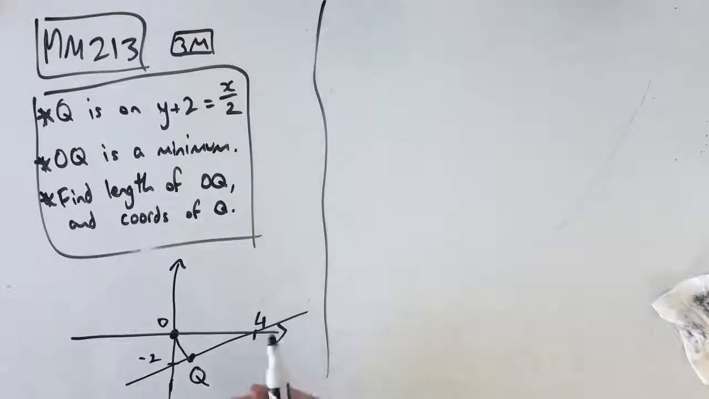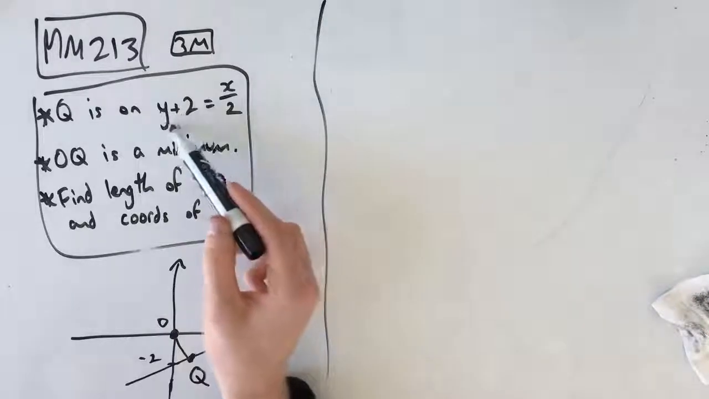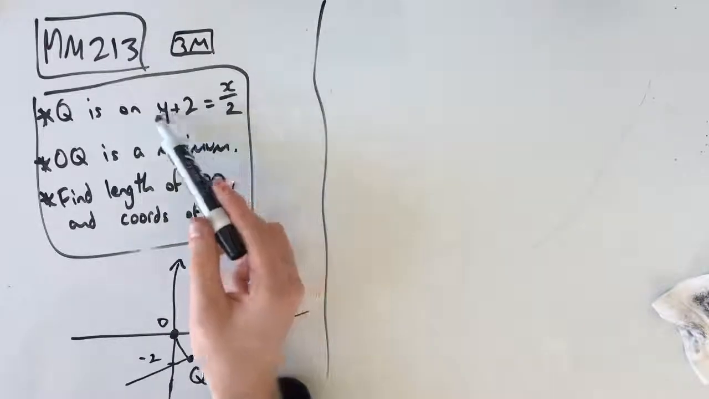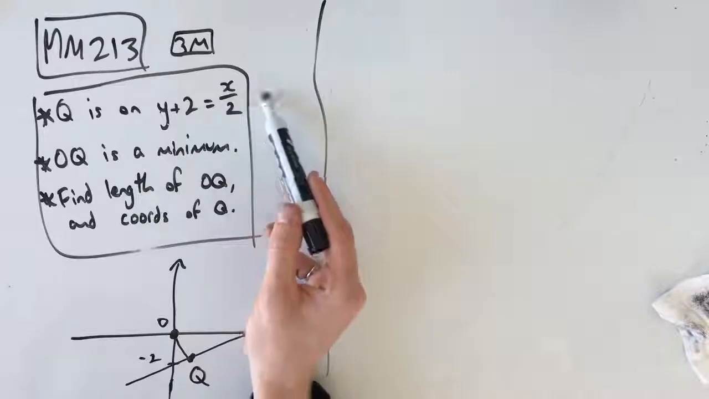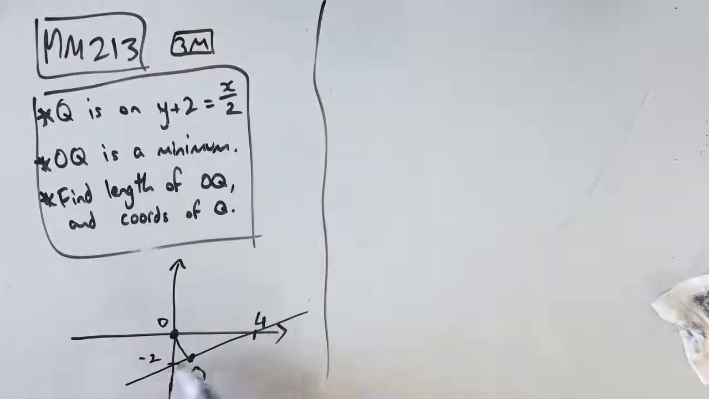So the first thing you should always do with these sort of questions is draw a diagram. So you should be really comfortable with these sort of linear equations and what they look like. So we can rearrange y plus 2 equals x on 2 to be y equals x on 2 minus 2, right? Which is what this graph here looks like. And we know that Q is a point on this graph, and this bit here is a minimum, all right?